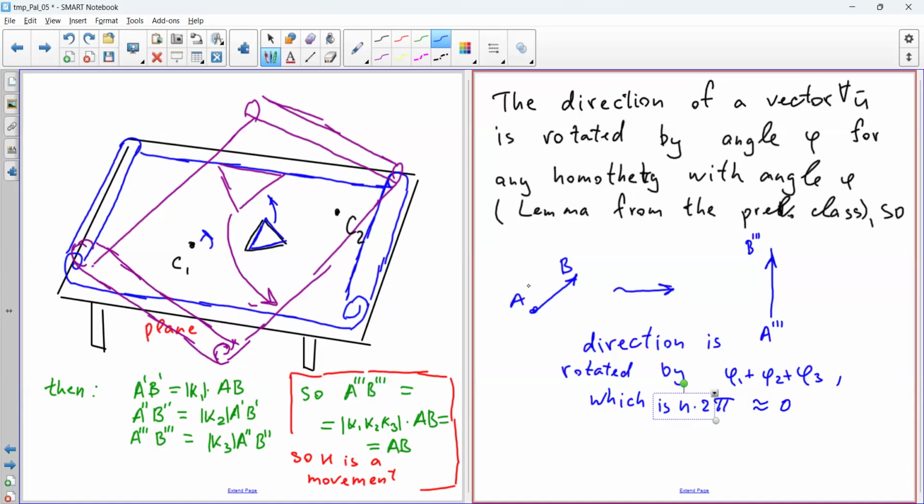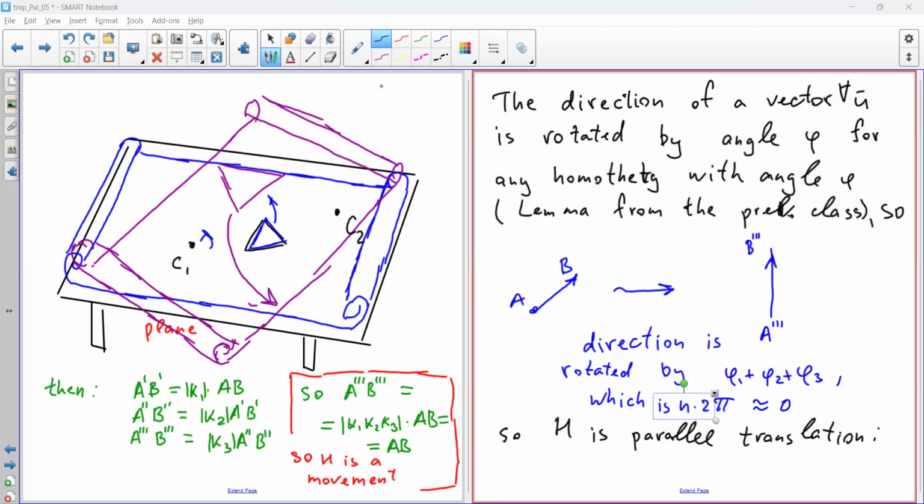So what remains is to show that this is a parallel translation, probably by the zero vector, and that is exactly equivalent to the statement we want. So H is a parallel translation. Why is it a parallel translation?